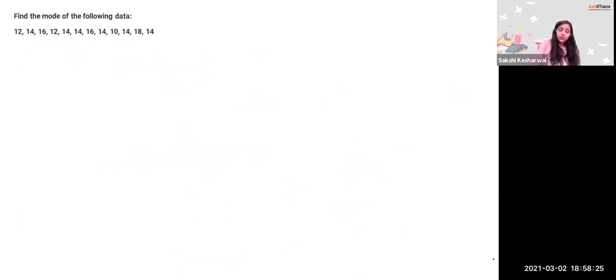Now, coming to find the mode of the following. Mode doesn't need to be arranged in ascending or descending order; it is whichever observation is going to occur the most. So you just see that 12 has occurred, I'll write this over here, how many times? 1, 2, right?